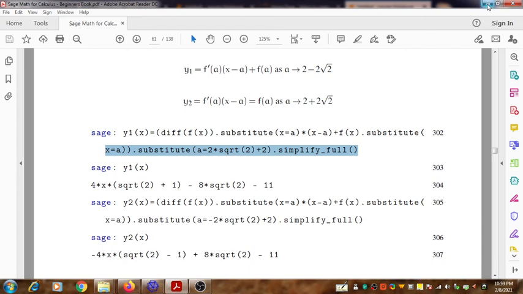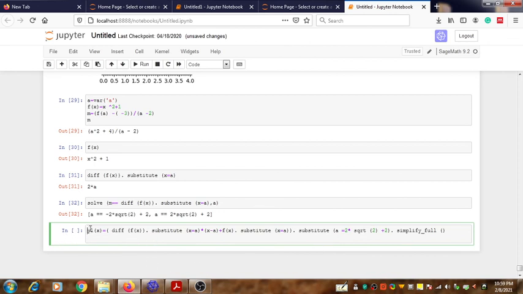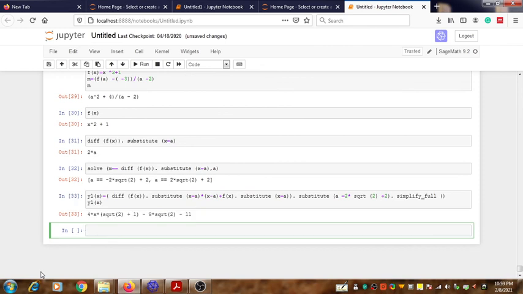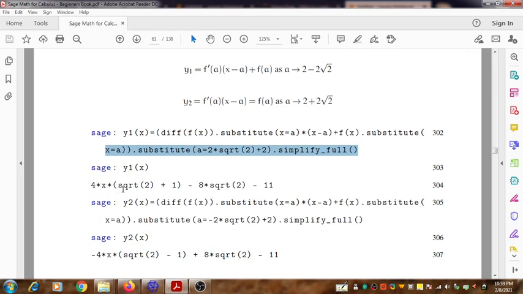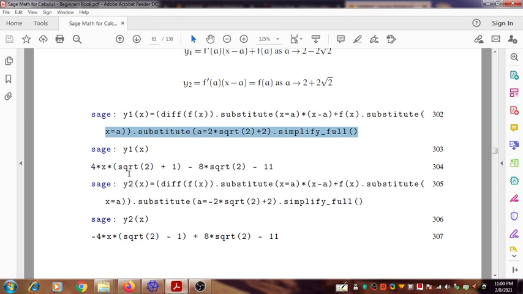Okay, first let's take the output of the function definition y1x. We are going to take that output. Okay, we have got that. In this step also there is no error. For x square root of 2 plus 1, let's compare it with that. 4 into x into square root of 2 plus 1 minus 8 into square root of 2 minus 11. Yeah, exactly, that is obtained as the output. So we can very confidently move to the last part.